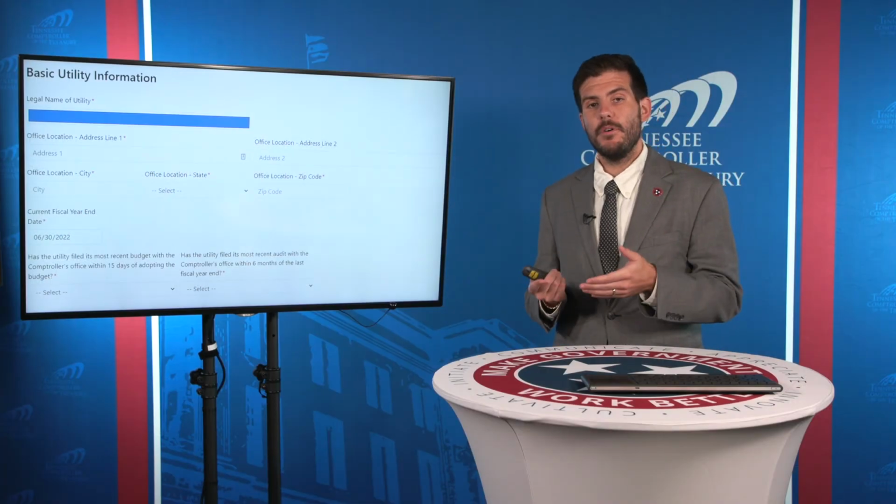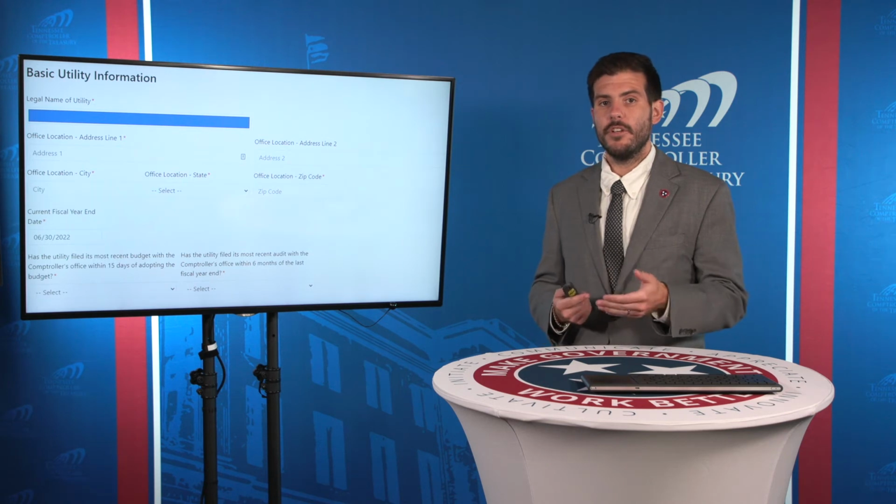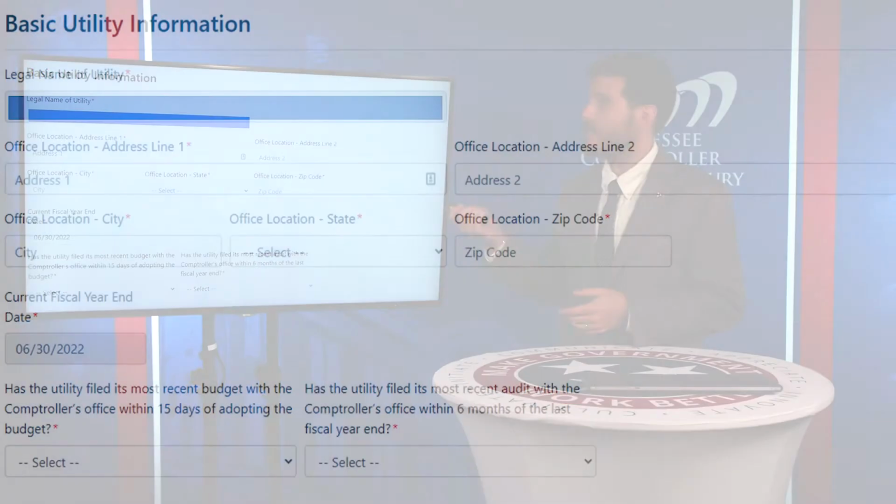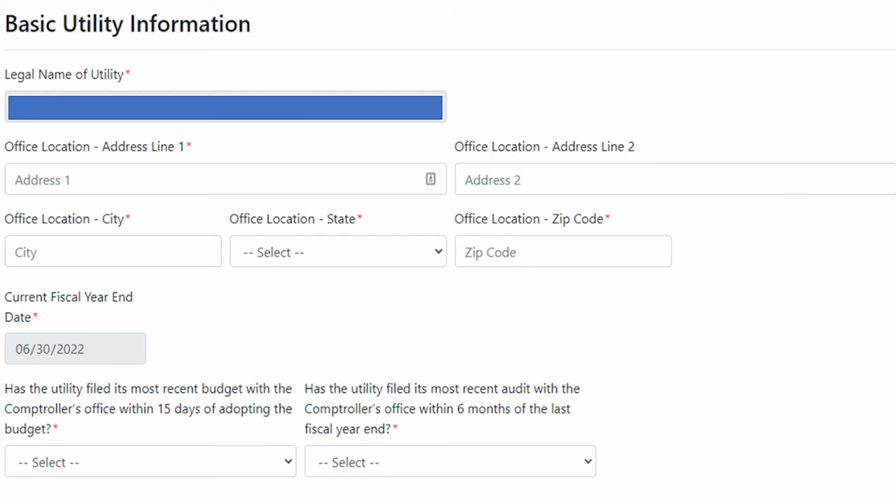So after you've put in your entity ID code and you've started your report, you're first going to find the basic utility information. First, you'll see the legal name of utility. You won't be able to edit this field. This field is pulling information from our database, and so it is just making sure that what you're filling it out for is the entity that you belong to.